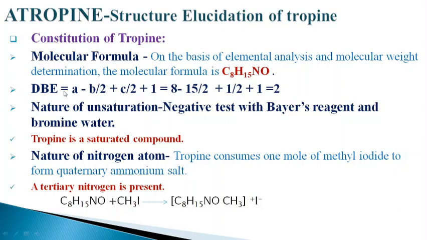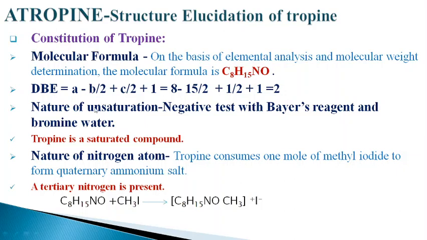The second step is the degree of unsaturation present in tropine. It is given by double bond equivalence, which is given by the formula A minus B by 2 plus C by 2 plus 1, where A represents the number of carbon atoms, 8, B represents the number of hydrogen atoms, 15, and C represents the number of nitrogen atoms, 1. Substituting the values, we get double bond equivalence equal to 2. This means that either 2 double bonds, or 2 rings, or 1 double bond and a ring is present.